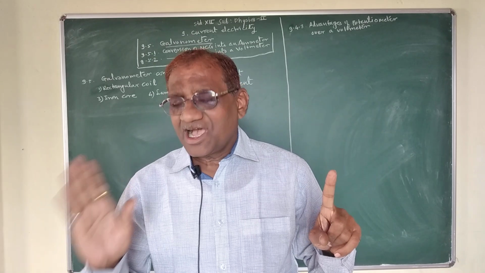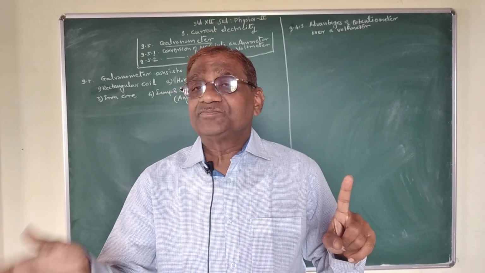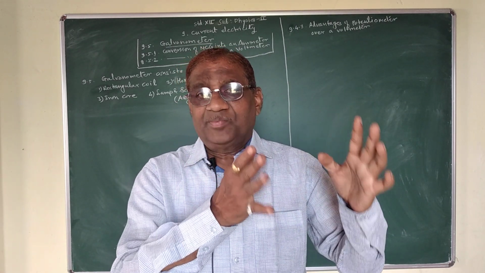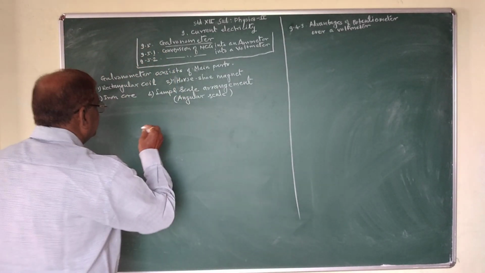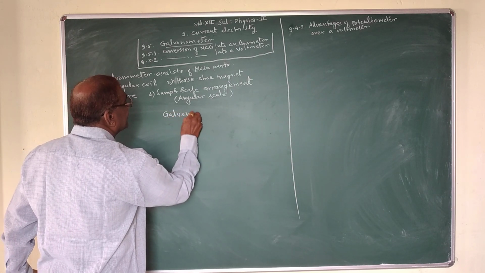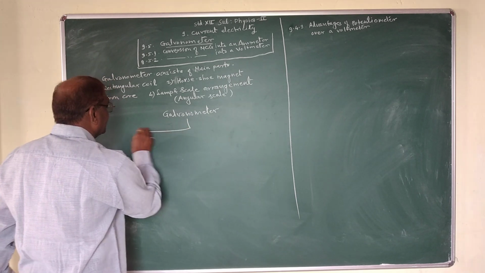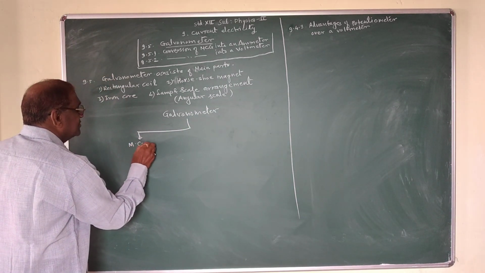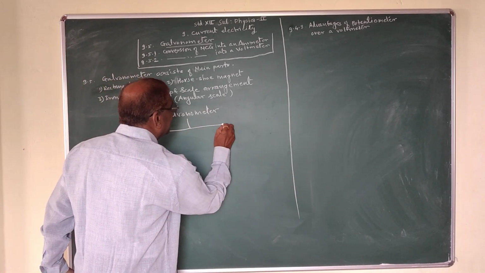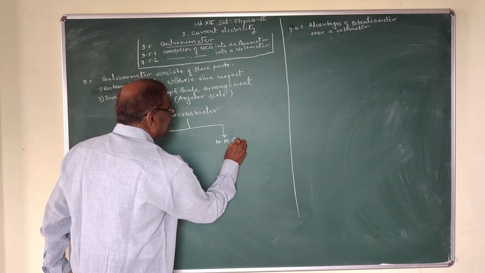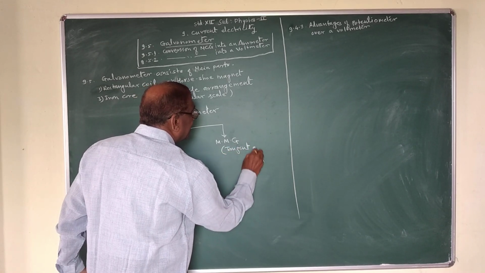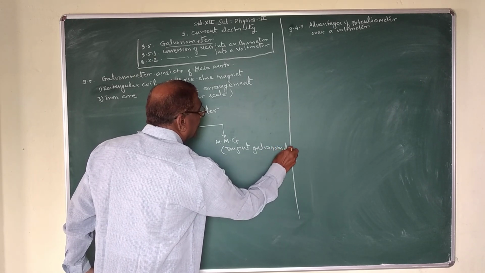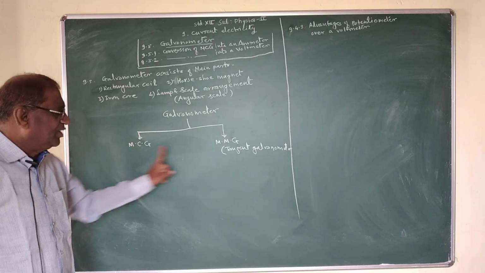What is the other name of the moving magnet type galvanometer? It is called tangent galvanometer. We have to study the moving coil galvanometer. There are two types of galvanometer: MCG, moving coil galvanometer, and second type is MMG, moving magnet type galvanometer. This is called tangent galvanometer. These are the main two types of galvanometer.